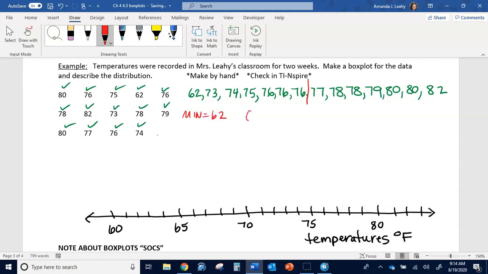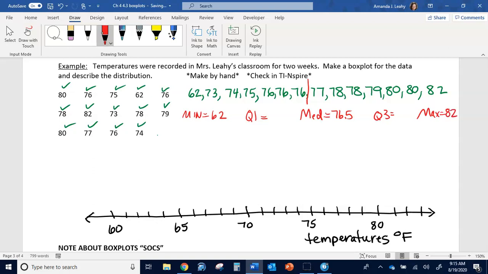Okay, I need to know what quartile 1 is. I know that the median is halfway in between 76 and 77, so my median is 76.5. My Q3 I need to know, and my maximum is 82. So there's the numbers that I need so far.